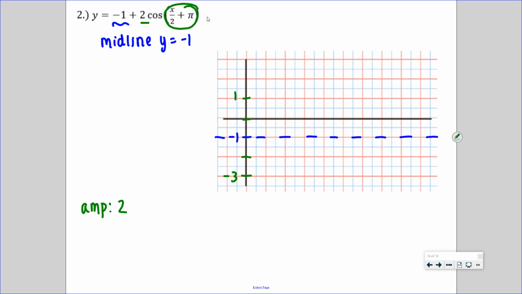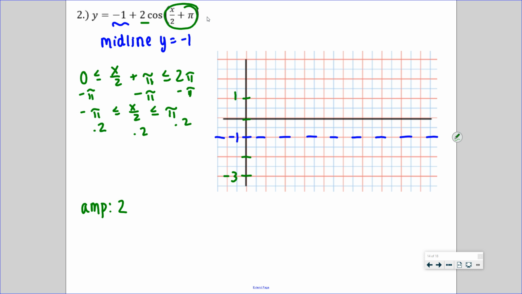So we take whatever horizontal transformations are going on. We set up this inequality. And we solve for x. So first I would subtract pi. So that just got shifted over. Then I would times everything by 2. That stretched everything out. Period is this length, 4 pi. Yep. Period is now 4 pi.